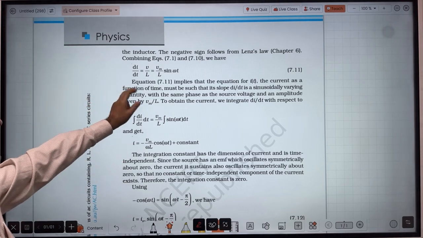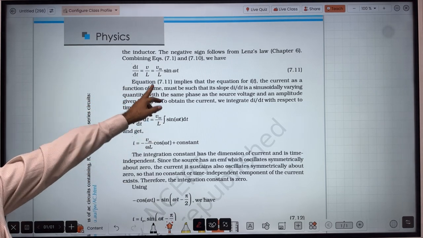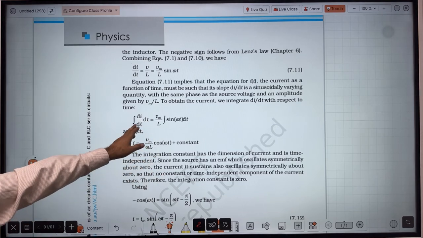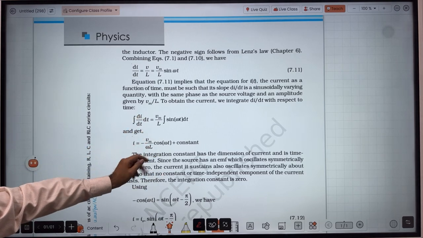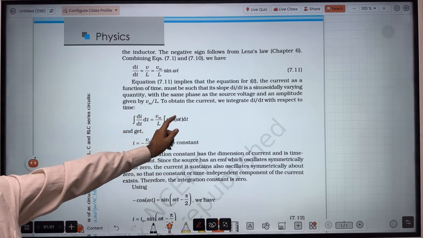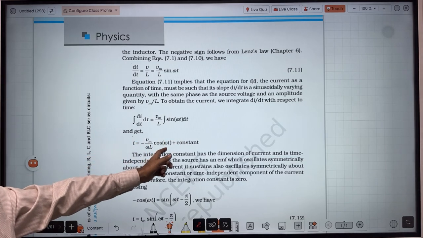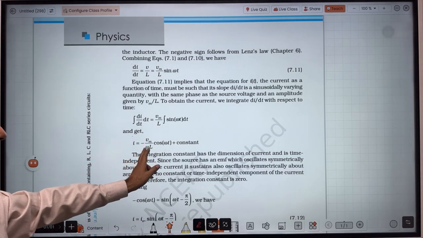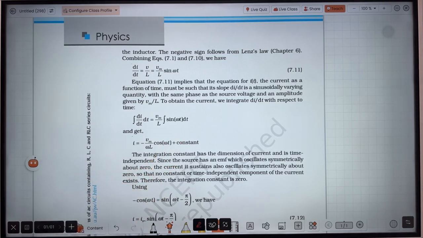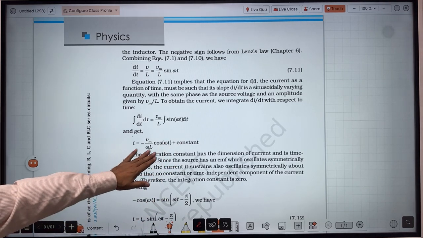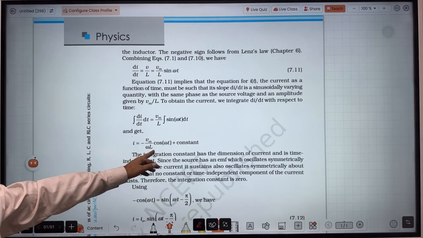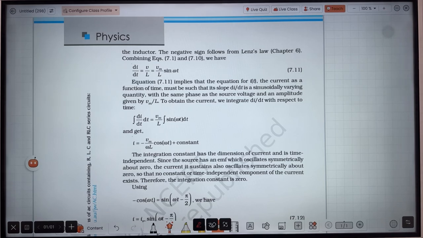So if we integrate di by dt times dt equal to Vm upon L sine omega t dt, so dt will cancel out, and then integration of di will give I, and then this will become sine omega t. Integration gives minus cos omega t divided by omega, so it becomes minus Vm cos omega t divided by omega plus a constant, and we choose the constant in such a way that it becomes 0. So I equal to minus Vm upon omega L cos omega t.